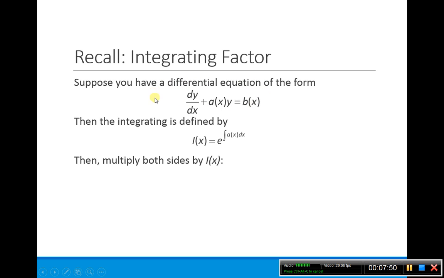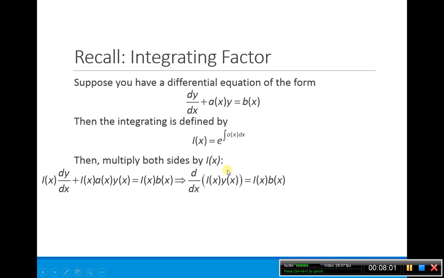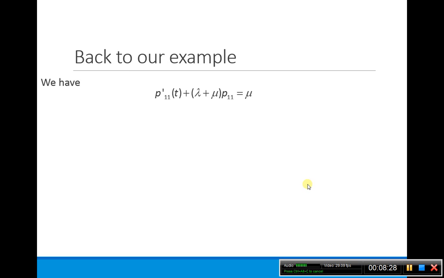So what's nice about this is we multiply both sides of this differential equation by our integrating factor. The left-hand side ends up being something really nice. So we multiply both left and right-hand sides, then the left-hand side is just the derivative of I of x times y. If I multiply this out, this is just the product rule, so we get this part. And on the right-hand side we just have I of x times b of x, so we can integrate both sides and find our answer.